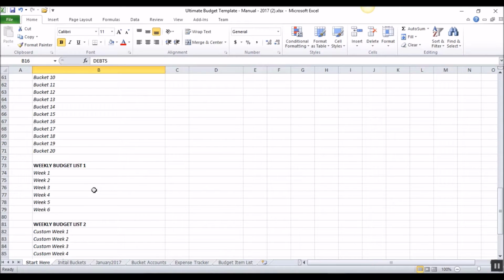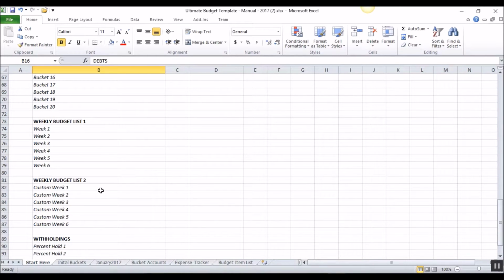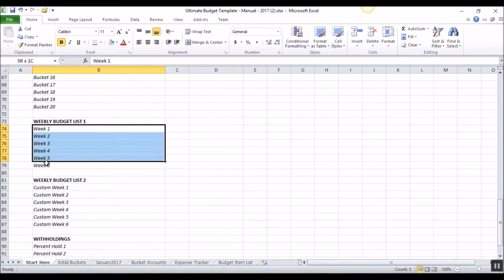So weekly budget list 1 and 2, they may or may not be used by you depending on what you do. But weekly budget list 1 is the one that I do use. And I don't even change the names of these. I leave them as week 1, 2, 3, 4, 5, and 6 because they are specifying a week that I'm just making a one-time transfer.